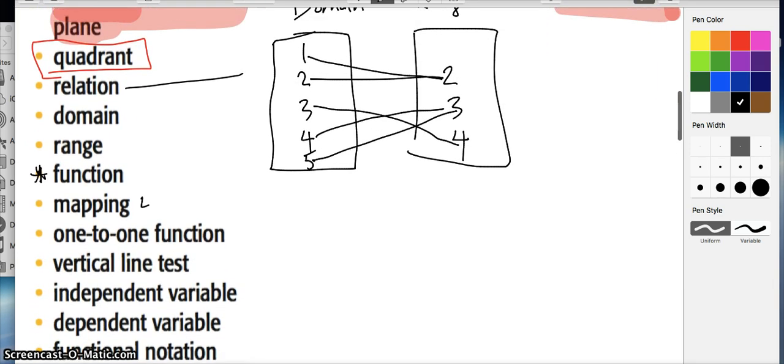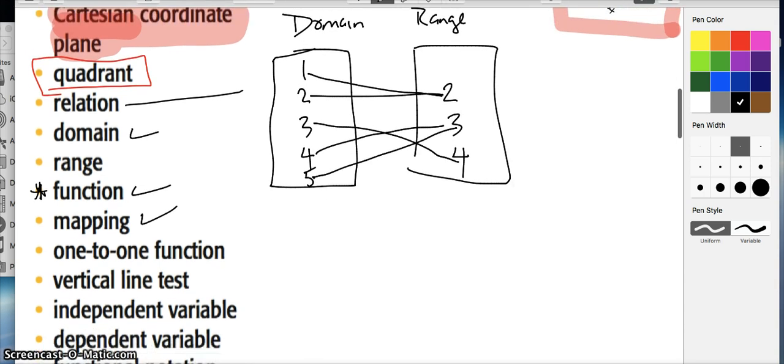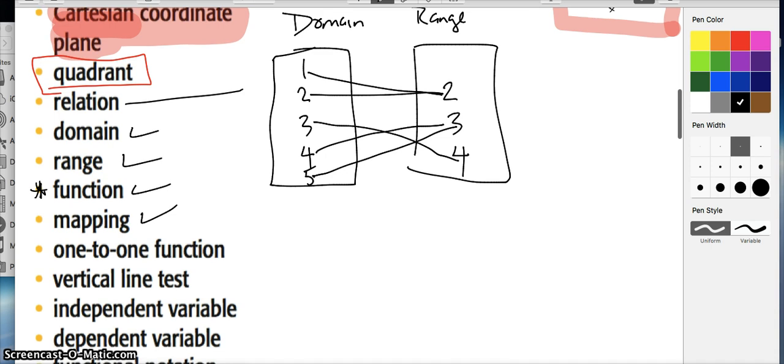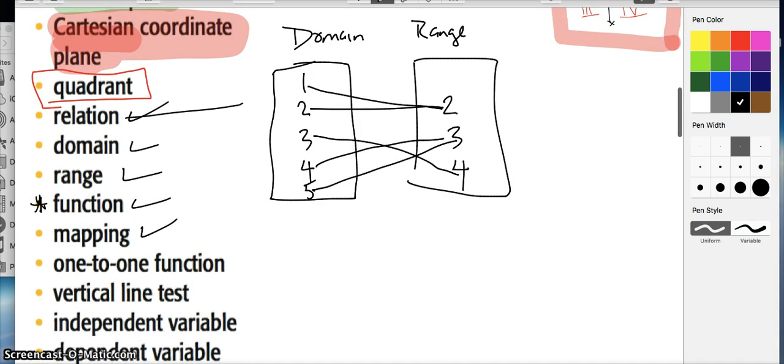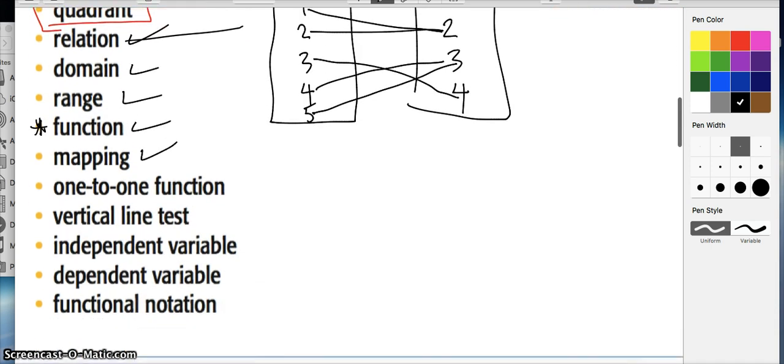We know what a mapping is. We know what a function is. We know that domain is the group that we map to or associate with another group, and that group is called the range. A relation is just a relationship generally between two numbers. And now we're going to talk about a one-to-one function. A one-to-one function is a function where each element of the domain is only mapped to one element of the range, but similarly, one element of the range goes to one element of the domain.